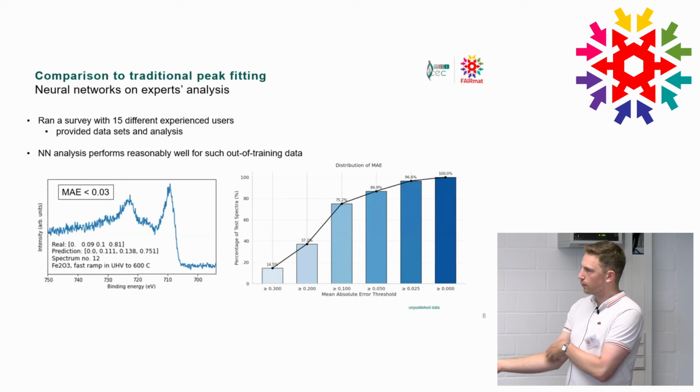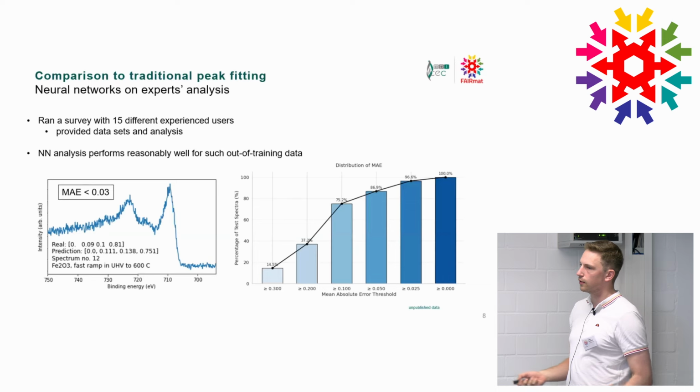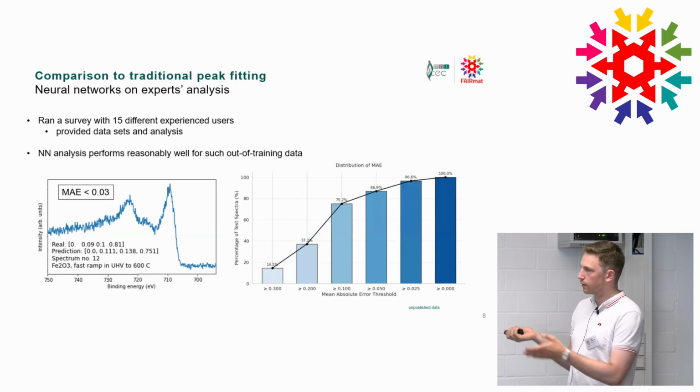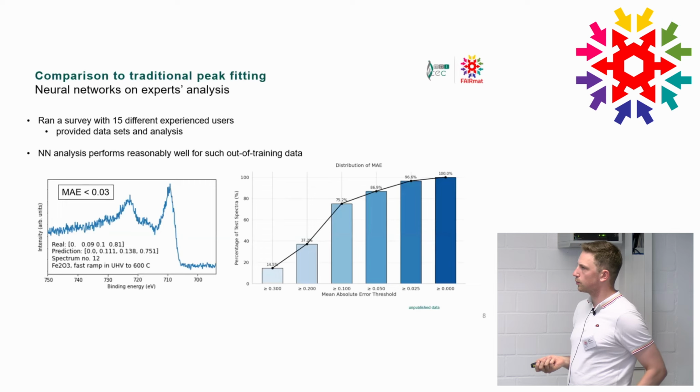So here's one example. This is also an iron spectrum, where what is shown here as real is essentially the analysis that the user or the experimentalist performed, and then the prediction is the one that the neural network gives out. In this particular case, the vectors match quite well.